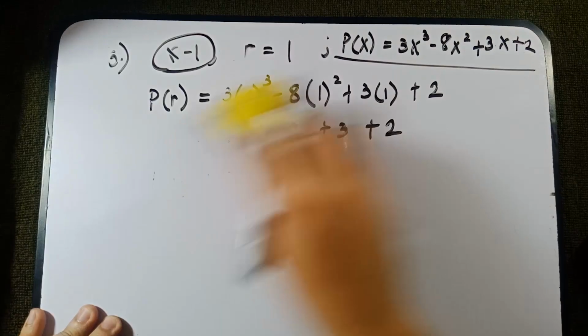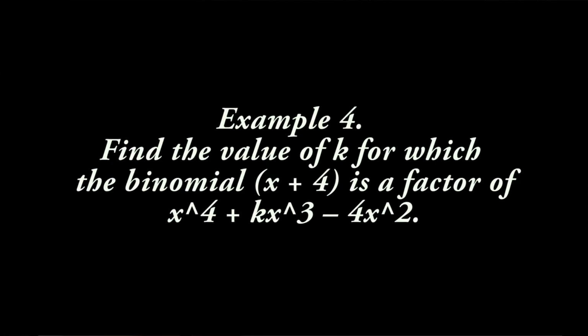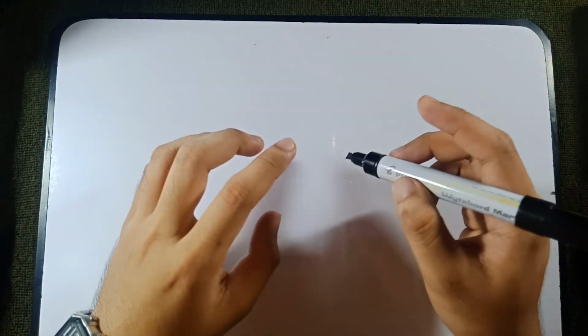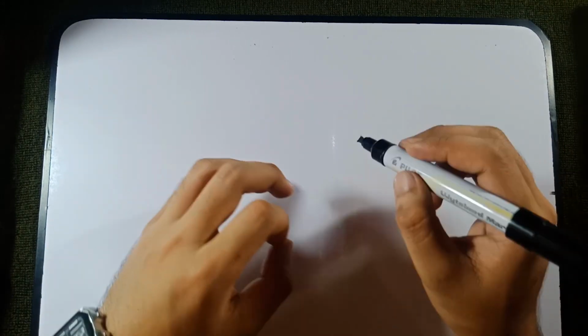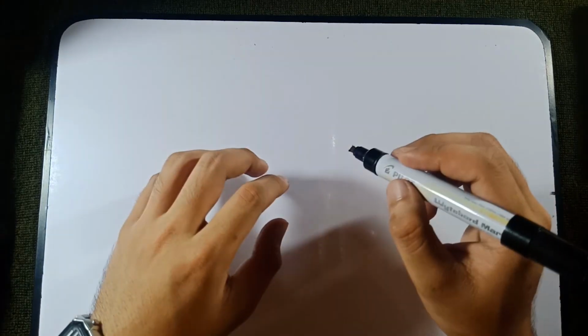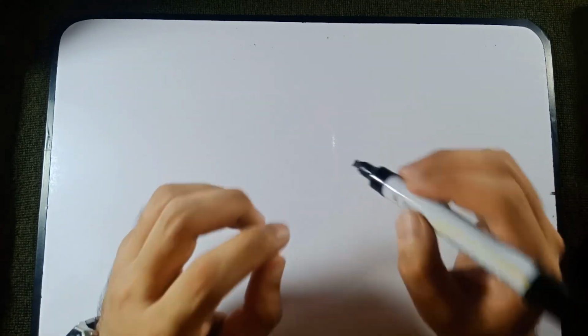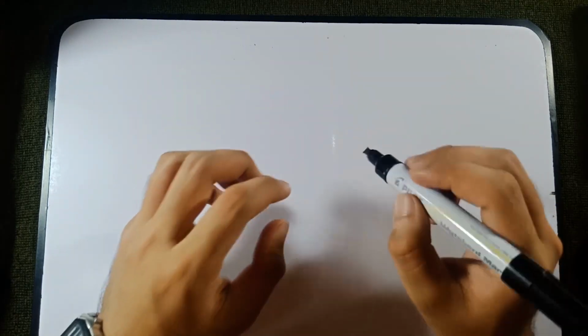Let us have another example. Example number 4. Find the value of k for which the binomial x plus 4 is a factor of x raised to 4 plus kx cubed minus 4x squared. Ngayon, iba naman yung instruction sa example number 4 natin na to. Sabi dito, solve for the value of k. So, hanapin natin yung value ng k doon sa given polynomial natin. Whereas, yung x plus 4 daw ay isa sa mga factor nung polynomial na yon.